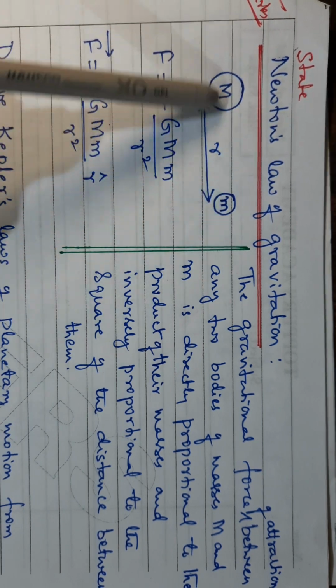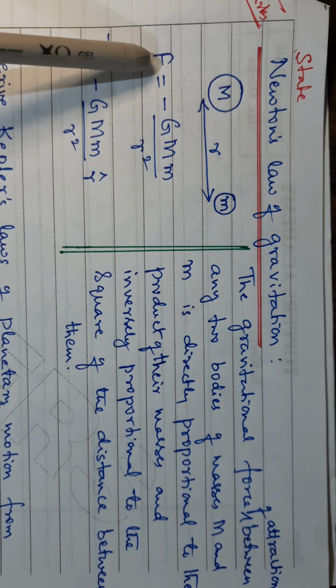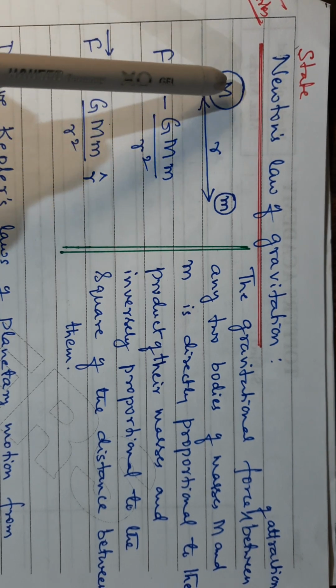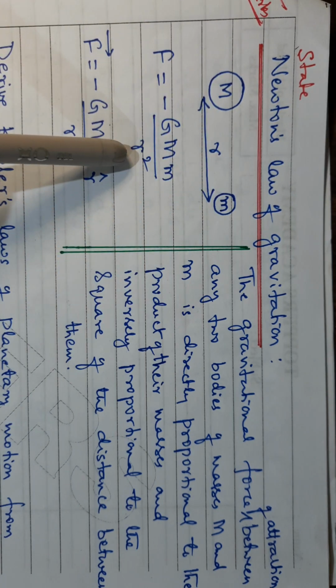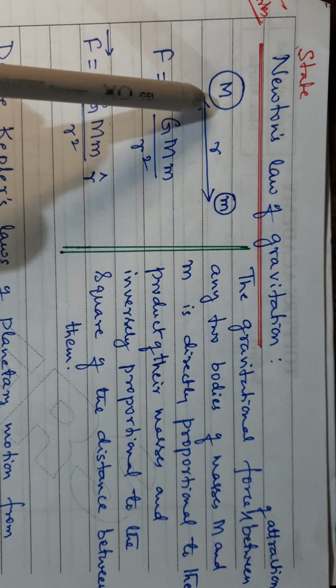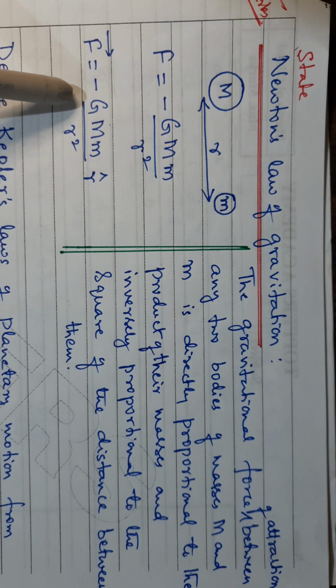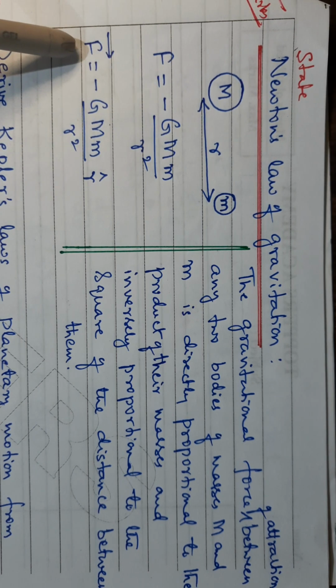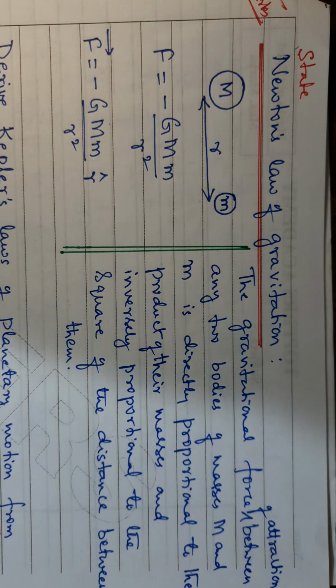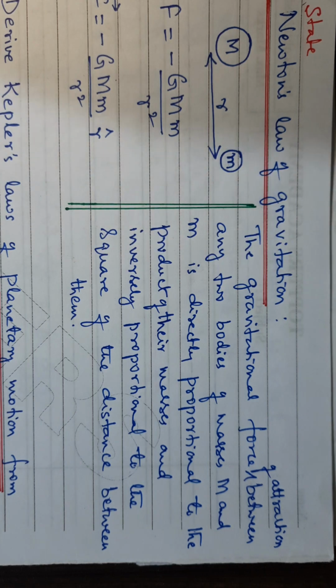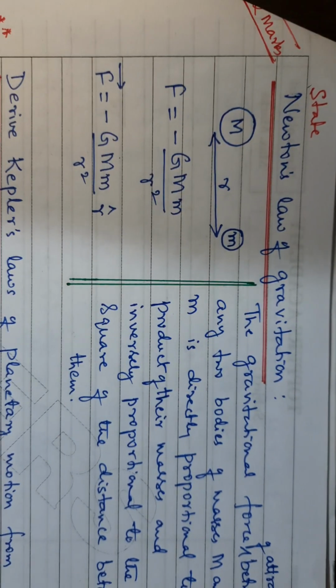Then the force of attraction between these two bodies is given by F equals minus G into mass of this into mass of this divided by the distance squared. The negative sign indicates that there is a force of attraction. And in terms of a vector quantity, if you want to write, you have to introduce an r cap also here. Okay, this is Newton's law of gravitation. We will ask this question for about 2 marks. Under 2 marks, we are framing this question.